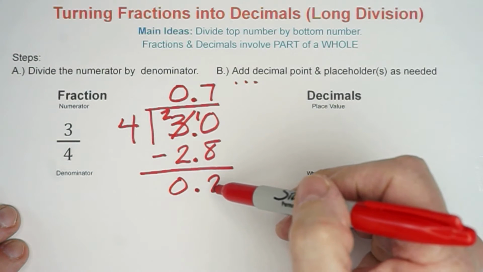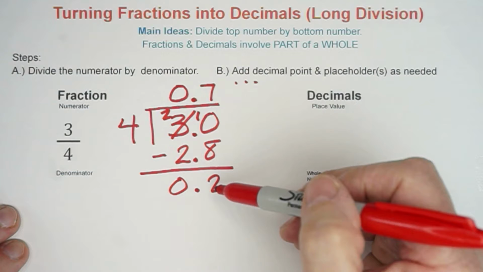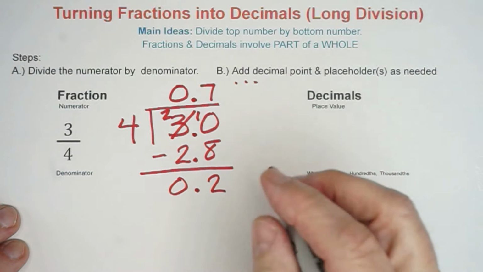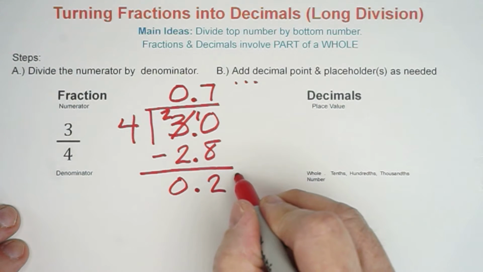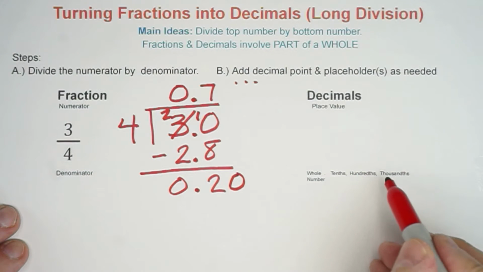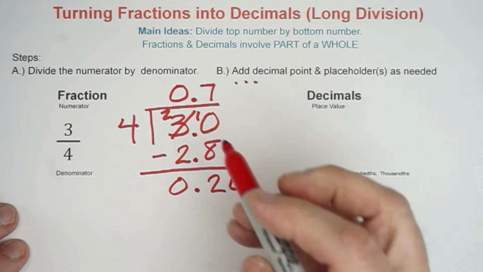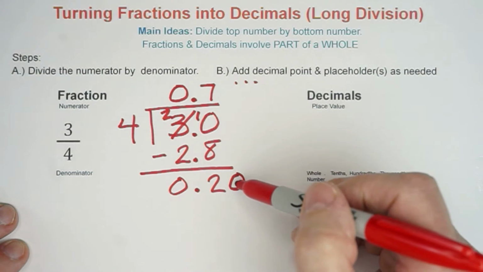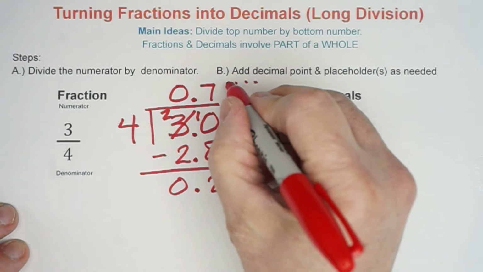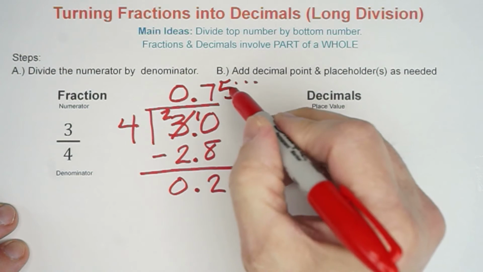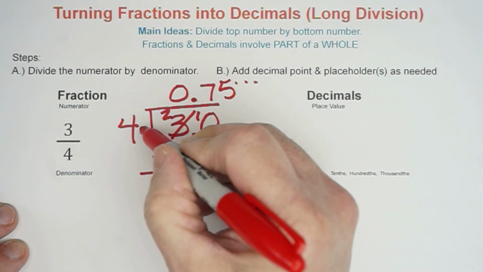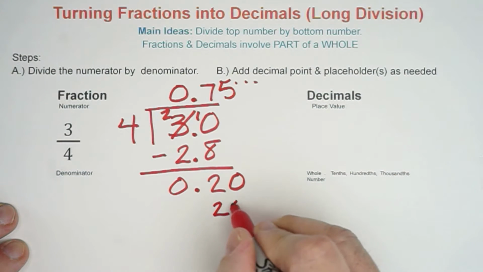Does 4 go into 2? No, it doesn't. So because, again, we're dealing with decimals, I'm going to add a 0, which would technically be hundredths, but don't get bogged down with that too much. Does 4 go into 20? Yes, it does. It goes a total of 5 times. 5 times 4 would be 20.